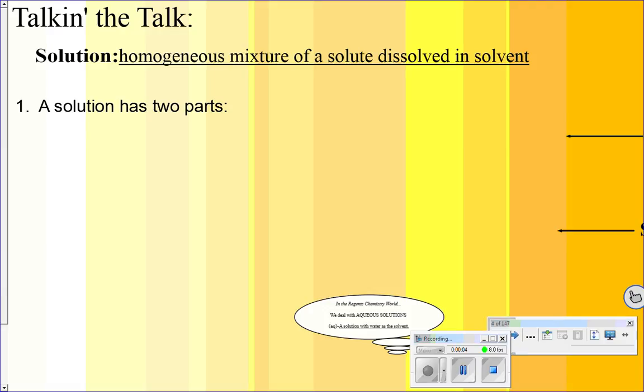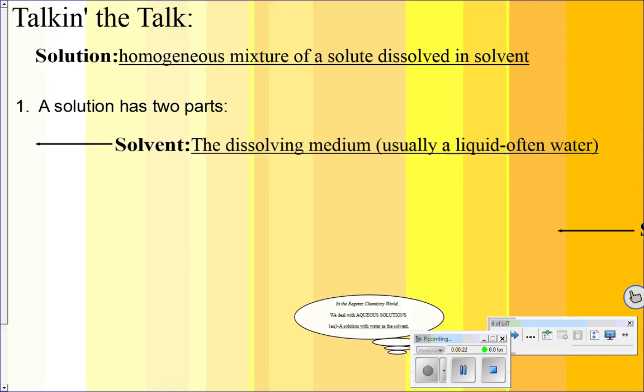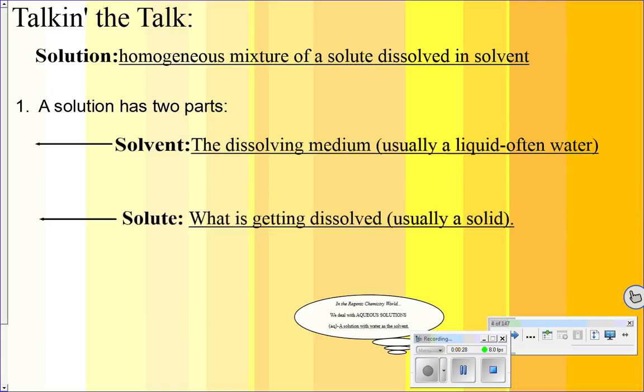Welcome to our review and introduction of some of our terminology in our solutions unit. A solution is a homogeneous mixture of a solute dissolved in a solvent. For our particular purposes, this is when we talk about aqueous solutions dissolved in water. So the solvent is the dissolving medium, typically a liquid, often water, especially in Regents chemistry. Our solute is what is getting dissolved, which is usually a solid.